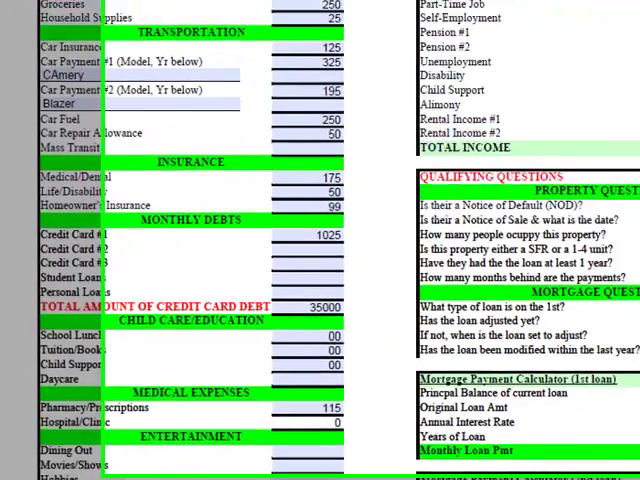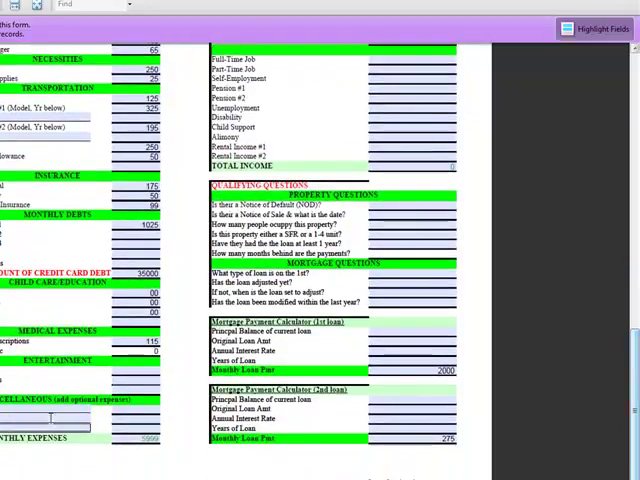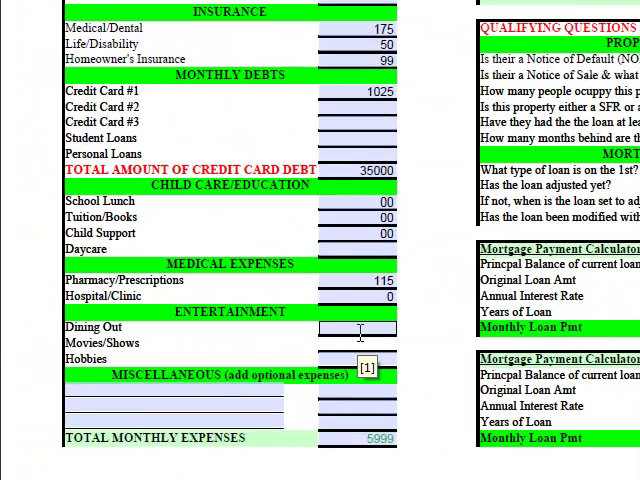Now, entertainment. Everybody goes out one time or another, okay? So, if they go out once a month, twice a month, just estimate. It doesn't have to be exactly to the penny. This person goes out and spends about $350 dining out. They also spend about $50 going to the movies and other forms of entertainment.